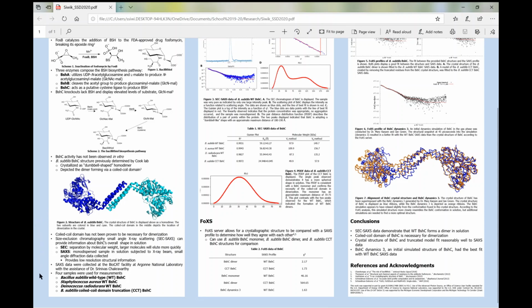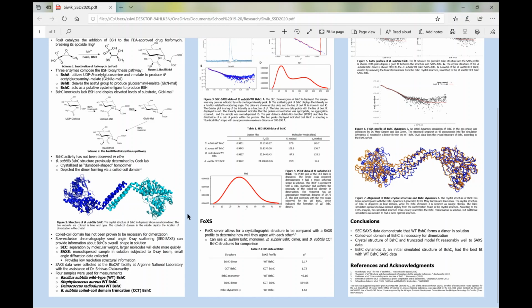Now, all of these small angle X-ray scattering measurements were collected at the BioCAT facility at Argonne National Laboratory. And we used four samples for these measurements. These first three shown up here are all wild-type BshCs from three different organisms: Bacillus subtilis, Staphylococcus aureus, and Deinococcus radiodurans. And then this last BshC is a coiled domain truncation BshC. What that means is this BshC has had all of the residues in this coiled domain removed, and so when we obtain the purified protein, it will no longer have this domain present.